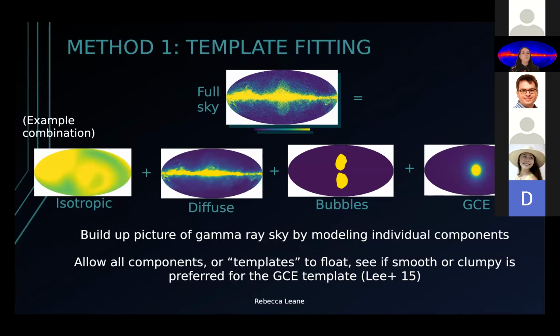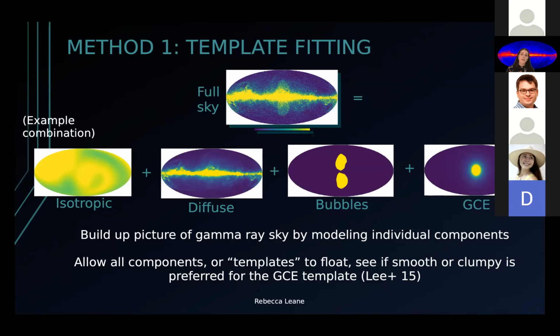So I've just shown some example combination of templates. So these are the different components that you might have. And you can add these together and you can all float them in a fit and just see how much flux wants to go into each different component. So really importantly, we want to know the answer to the question for the galactic center excess sort of morphology, which is shown on the far right. We want to know, does the fit want something that's smooth or something that's clumpy? And if it looks more clumpy, that's probably point sources.